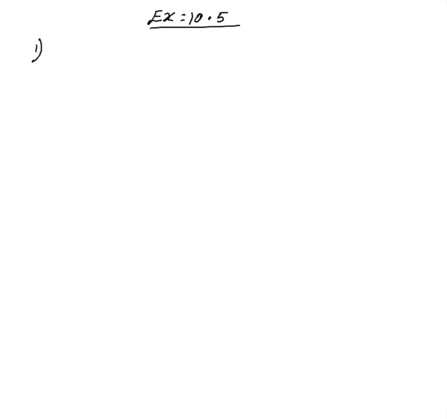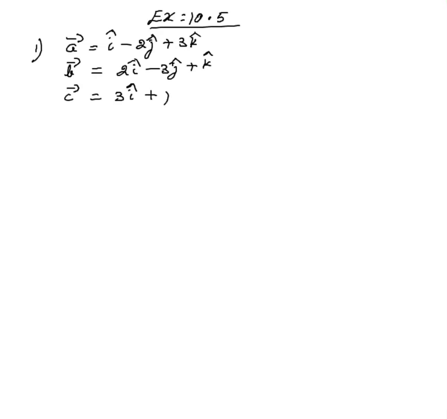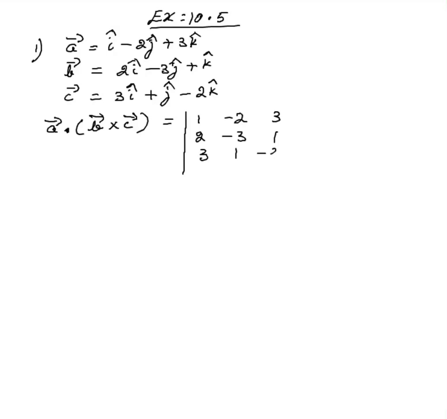First question, find the scalar triple product if vector A is equal to i cap minus 2j cap plus 3k cap, vector B is equal to 2i cap minus 3j cap plus k cap, and vector C is equal to 3i cap plus j cap minus 2k cap. Let us find the scalar triple product A dot B cross C. We know that it can be written as a determinant. We will write the components of the first vector, then components of the second and components of the third.